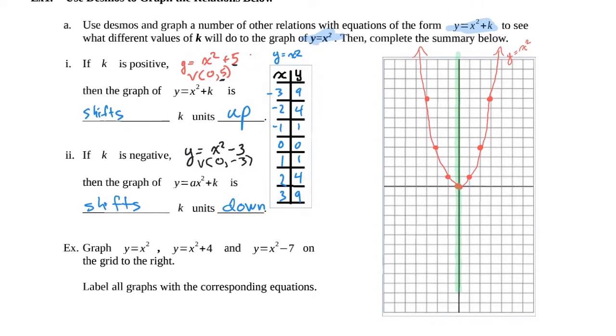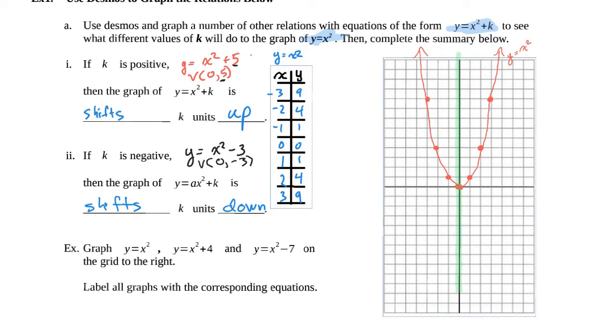So we're going to graph y equals x squared, which is our basic graph for our problem. Now we want to see what y equals x squared plus 4 is. So the key is, you just have to remember that all the points move up or down from the base graph. So let's do that, shall we?